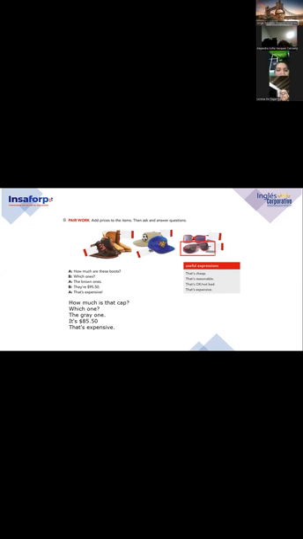Okay. How much are these glasses? Which ones? The pink ones. They are $35. They are cheap. Excellent.